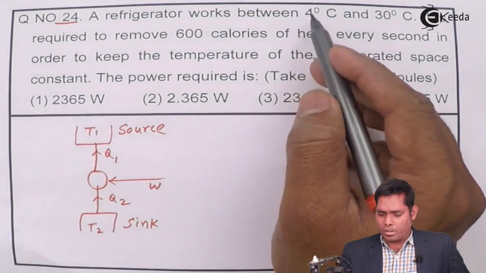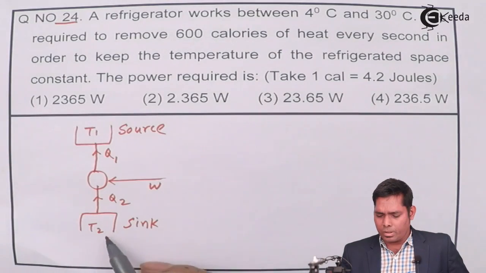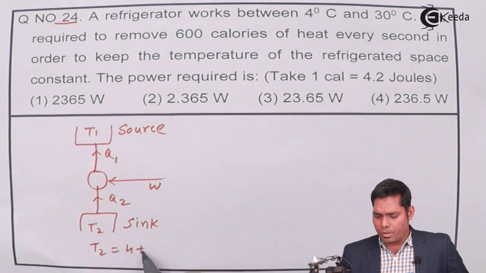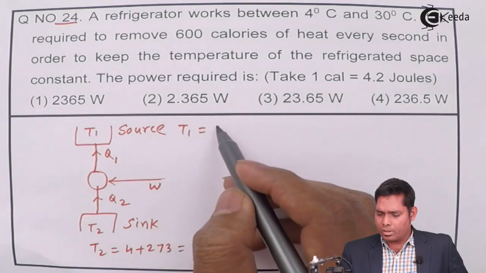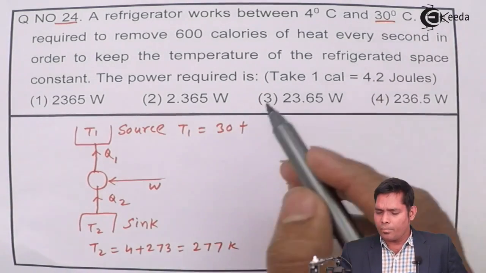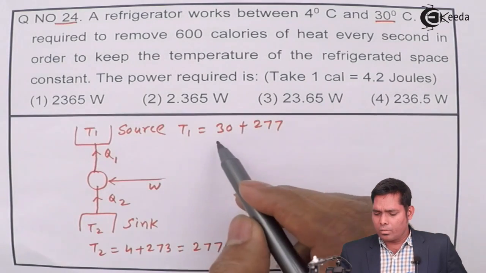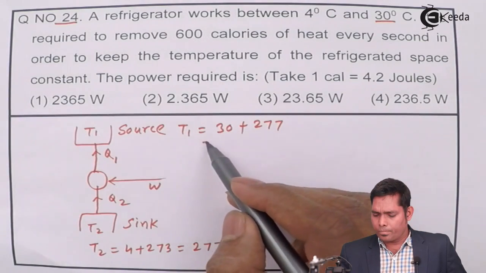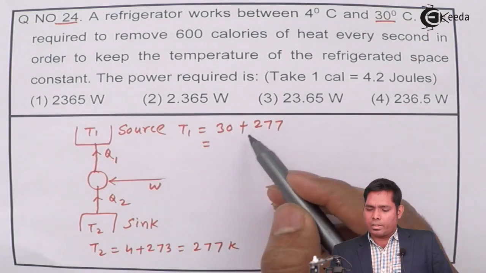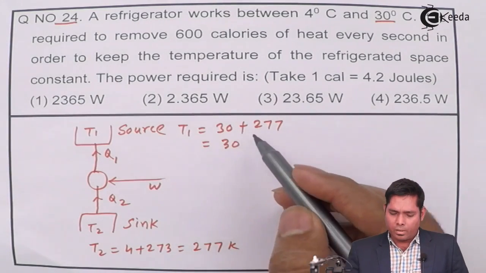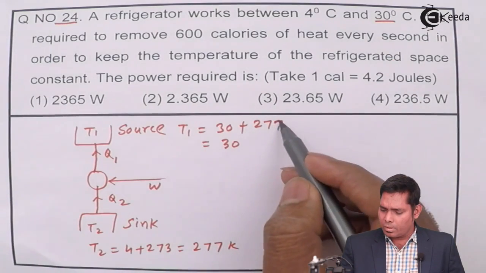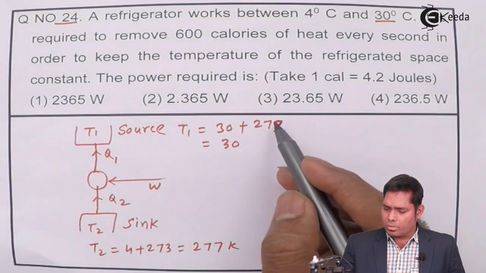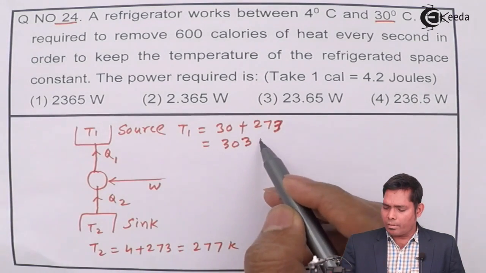And the low temperature is this one. The sink is at low temperature, that is 4 degrees centigrade, which is equal to 4 plus 273, which is 277 Kelvin. Here T1 is 30 degrees, so 30 plus 273, which is 303 Kelvin.